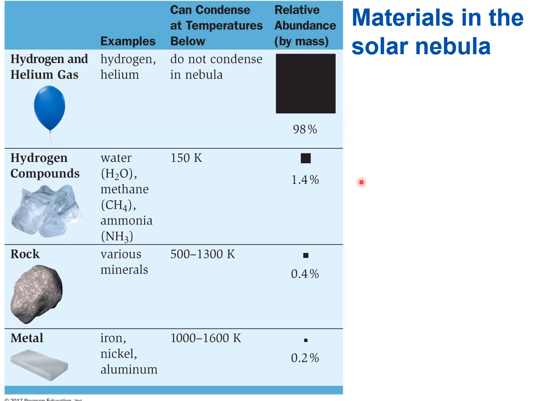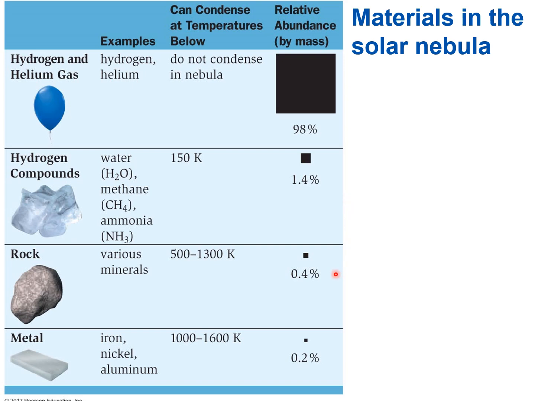Now, of much smaller abundance, but important in understanding how the planets formed, there were hydrogen compounds. Now, compounds are more complex, they're still simple, but more complex than just the elements hydrogen, helium. And these were molecules, so water, methane, and ammonia, for example, compounds made of hydrogen among other elements. And that was 1.4% of the solar nebula.